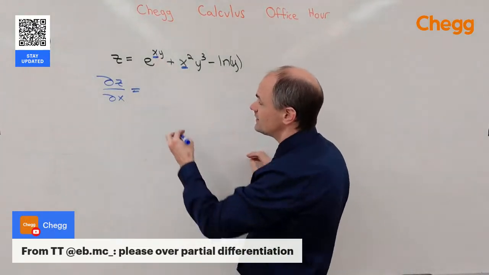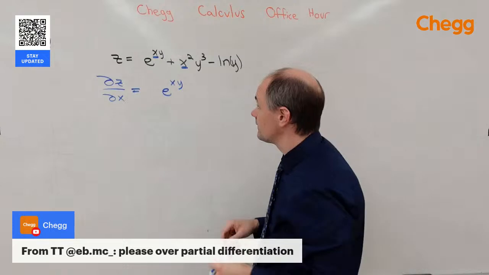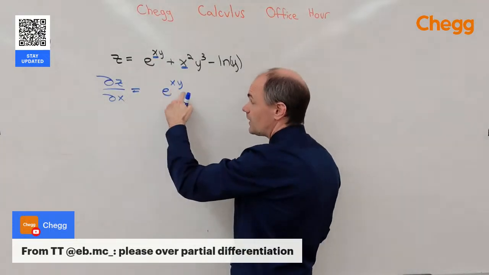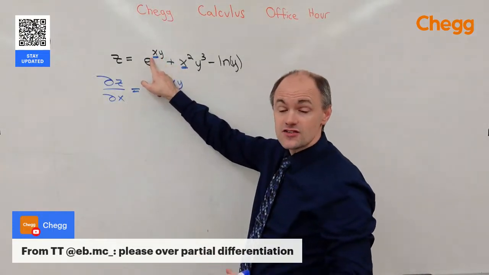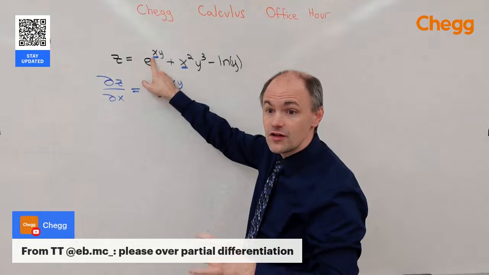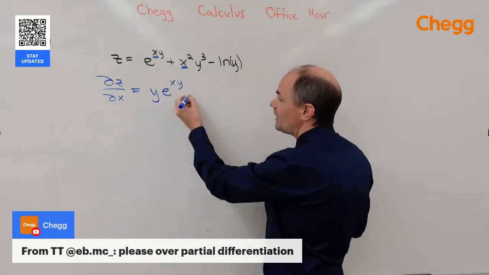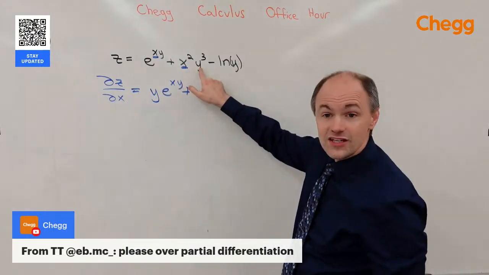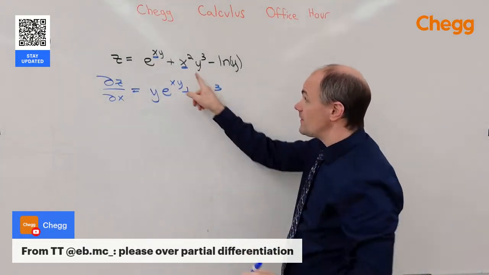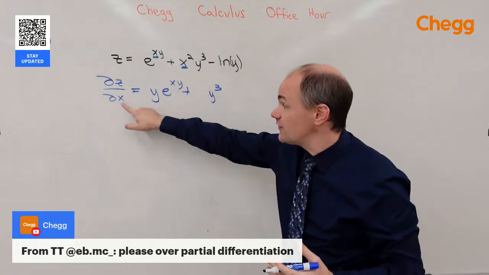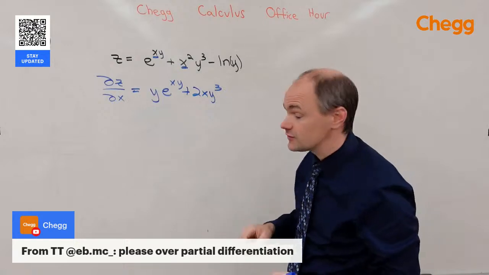So when we've got e to some stuff, its derivative is e to that stuff. Chain rule then says I multiply by the derivative of that stuff. And if I have a constant times x, just like the derivative of 5x is 5, the derivative of yx is y. Plus, here the y cubed, that's a constant. Nothing's going to change on the y cubed. But the x squared, that one we'll take the derivative of because we're going with respect to x. The derivative of x squared is 2x.